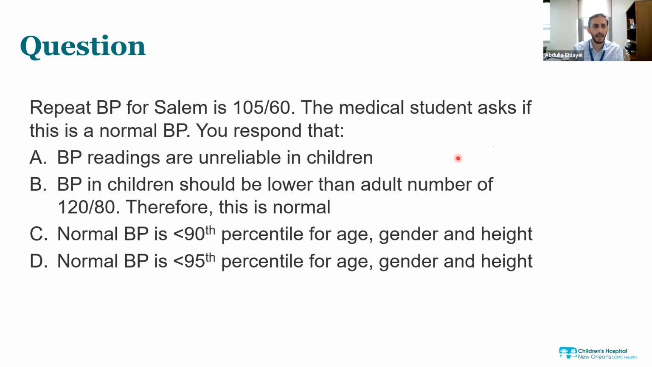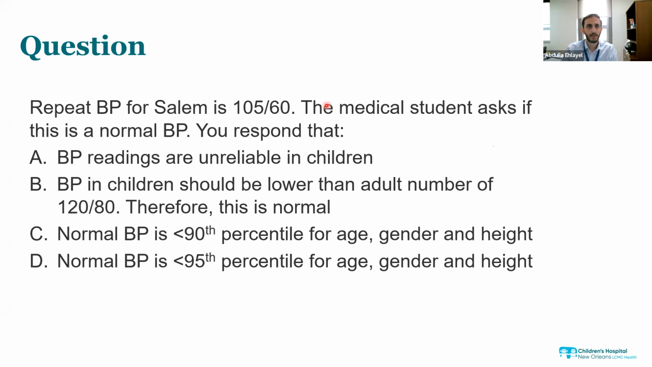So you respond: A, blood pressure readings are unreliable in children. B, blood pressure in children should be lower than the adult number of 120/80, and this is lower than 120/80, so this is normal. C, normal blood pressure is less than the 90th percentile for age, gender, and height. Or D, normal blood pressure is less than the 95th percentile for age, gender, and height.